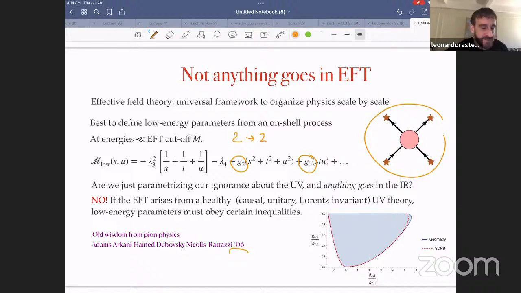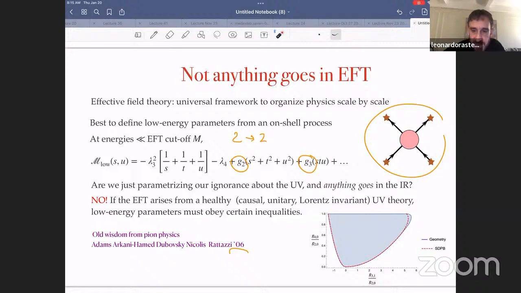And then in the last couple of years, the complete set of inequalities that follow from 2-2 scattering have been systematized. And so the kind of result you're going to obtain from this program, which I will review in this talk, is a carving out of this parameter space of Wilson coefficients. Only if these particular ratios of Wilson coefficients here, this is some notation I haven't introduced yet, lie in this island, then the theory is healthy.